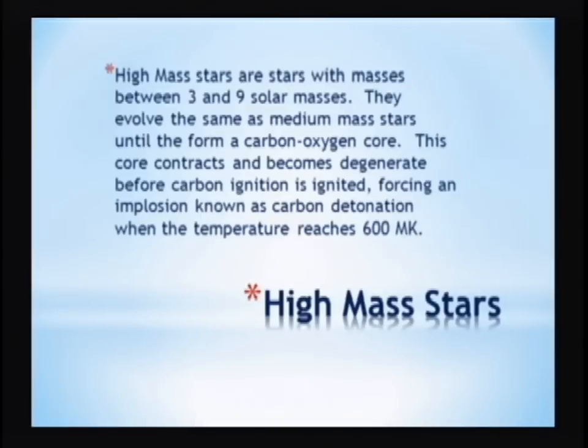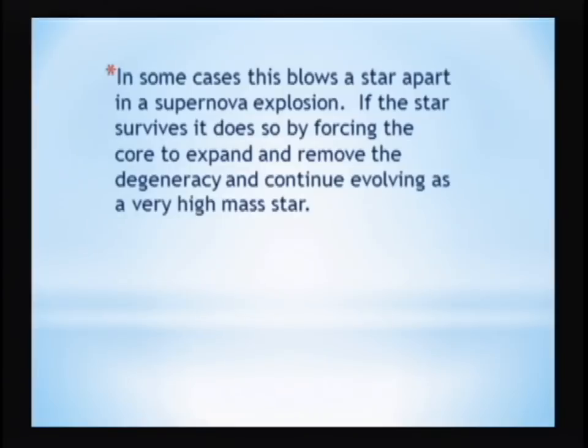So the core contracts, becomes degenerate before carbon is ignited, and so now you have carbon undergoing thermonuclear reactions, and that can form an implosion known as carbon detonation, and the temperatures can reach as high as 600 million Kelvin. That's an extremely high temperature, guys. Now, in some cases, that's going to blow the star apart in a supernova explosion. Not always, though. If the star does indeed survive, it does so by forcing that core to expand and remove that degeneracy, and then it's going to continue evolving the way a normal high-mass star would. So, as with everything, guys, some stars are not quite the way they are at other stars, and so at this point you can just blow these stars apart.